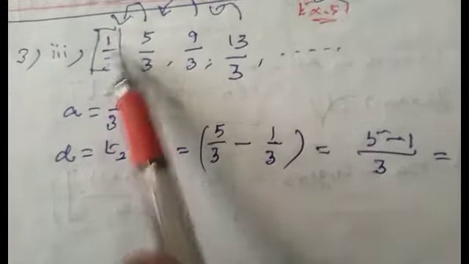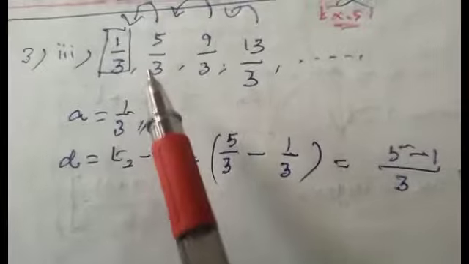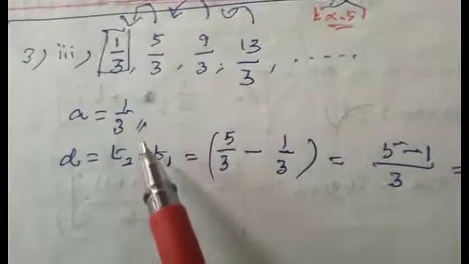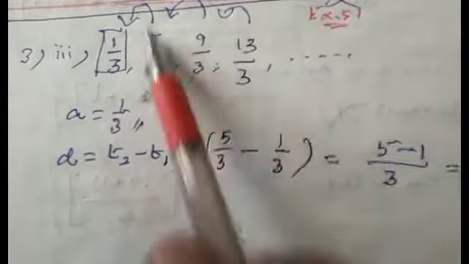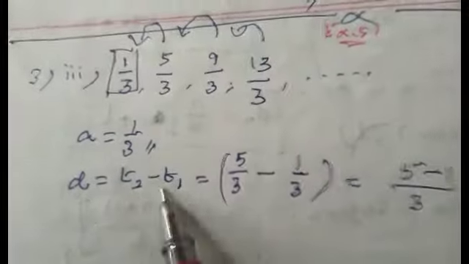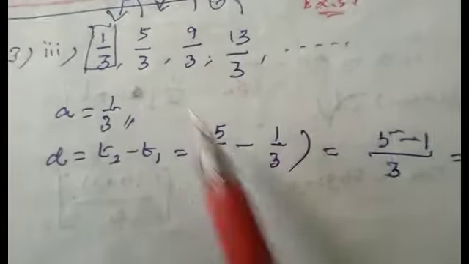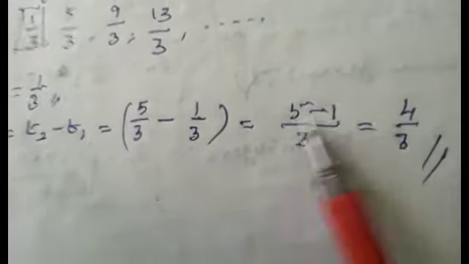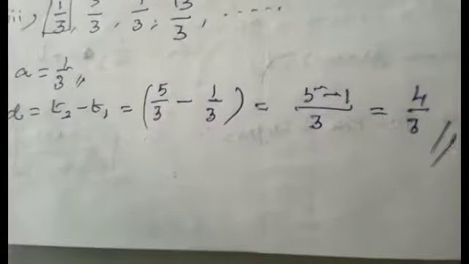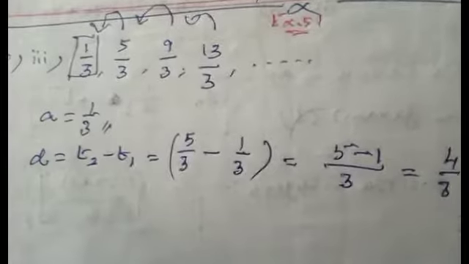So here a is 1 by 3. And to find the common difference means second term minus first term, or third term minus second term. So here the difference is t2 minus t1. So t2 is 5 by 3 minus 1 by 3, which is equal to, by taking LCM, 5 minus 1 by 3, that is 4 by 3 is the difference. So a is 1 by 3 and d is 4 by 3. That's all.